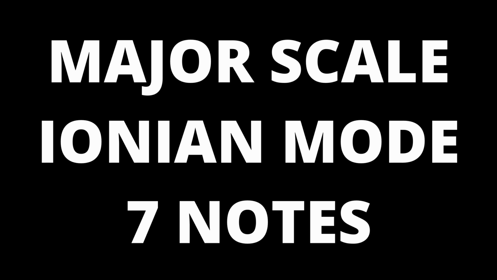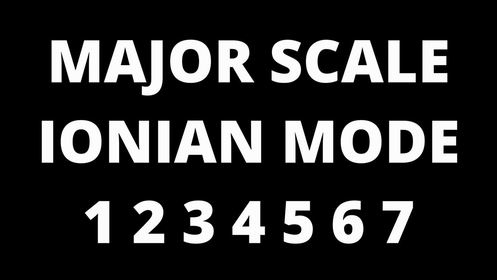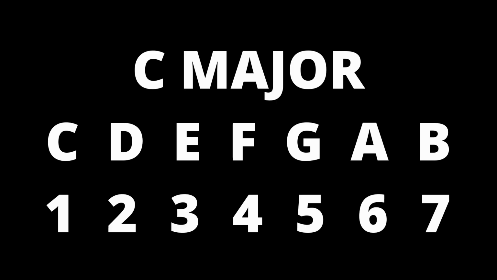The major scale, also known as the Ionian mode, has 7 notes. If we label each note with a number, you get the scale degrees 1, 2, 3, 4, 5, 6 and 7. It doesn't matter what the tonic note of our major scale is, it always has the scale degrees 1 to 7. For example, C major has the notes C, D, E, F, G, A and B, with the 7 scale degrees we mentioned.